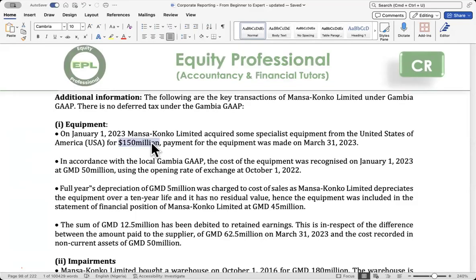Most of our currencies, African countries, should be more powerful than these European countries because of the resources we have. Unfortunately, it's the other way around. So $150 divided by 3, and this guy got 50 million.